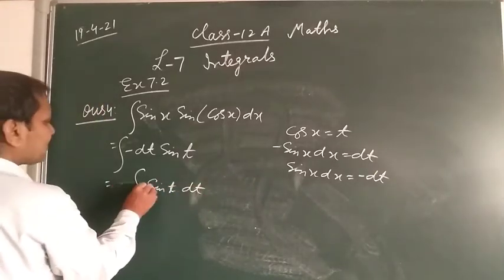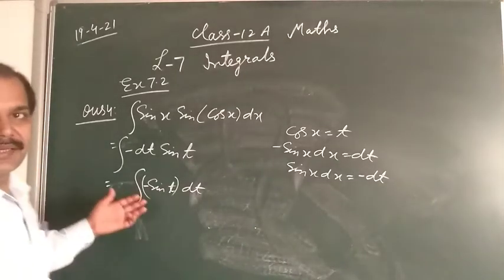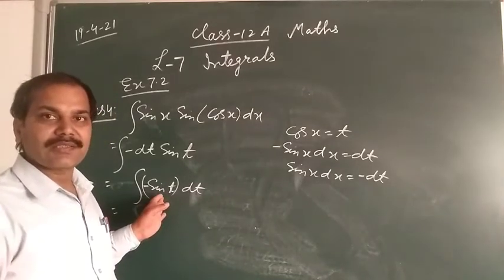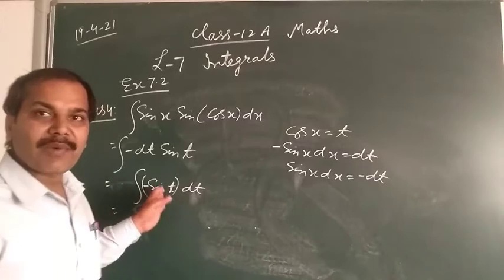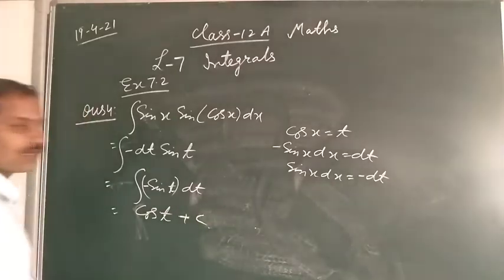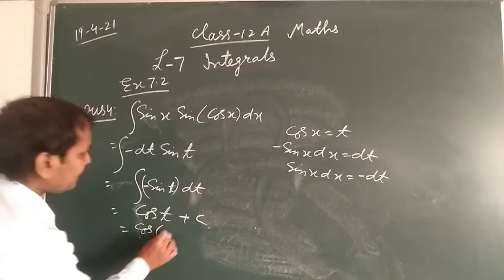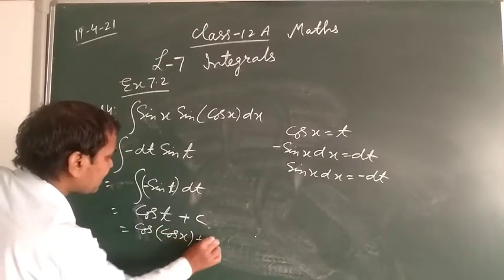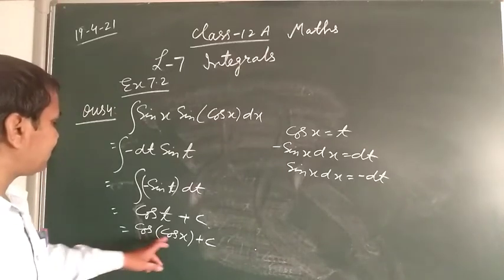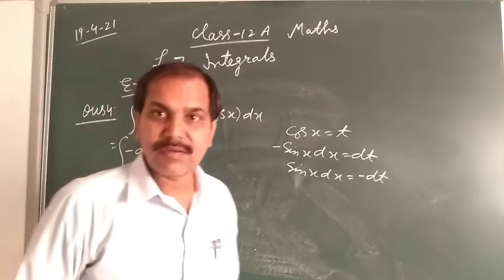So minus of sin t. The differentiation of cos t is minus sin t, so minus sin t has integration cos t plus constant. Then putting the t value from there, cos t becomes cos x plus constant. Clear? Okay, so this will be the answer.